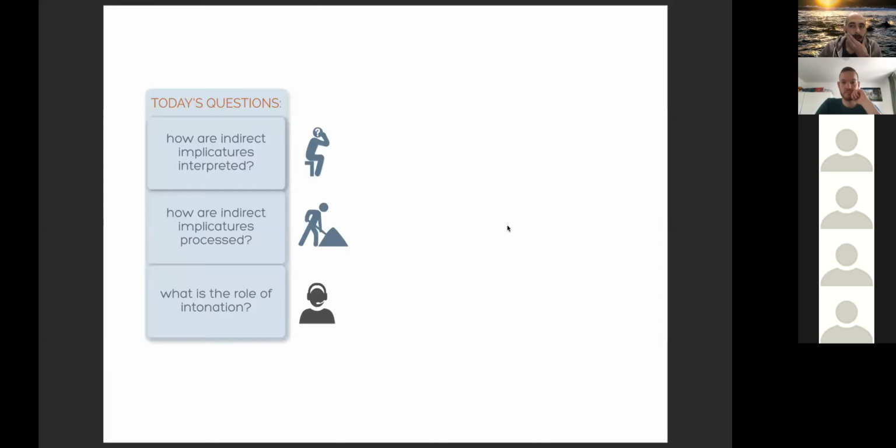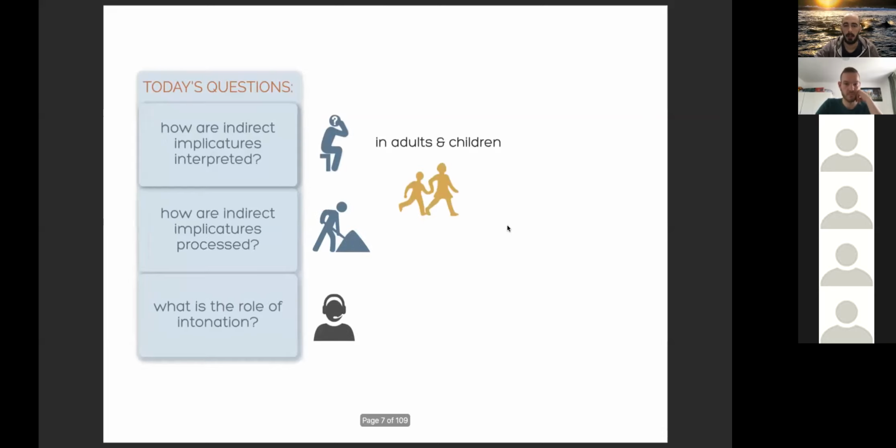Okay, so the goal of this study was to investigate this question: how are indirect implicatures computed? Now we refer to this class of implicatures as indirect implicatures. How are they processed, and what is the role of intonation in their derivation, in adults and children, okay? Because we've seen there are a lot of interesting things going on in children, for instance, that they struggle with scalar implicatures.